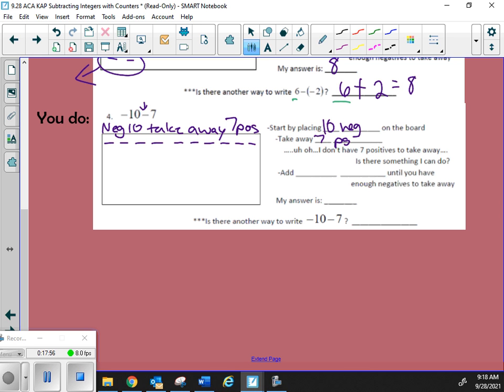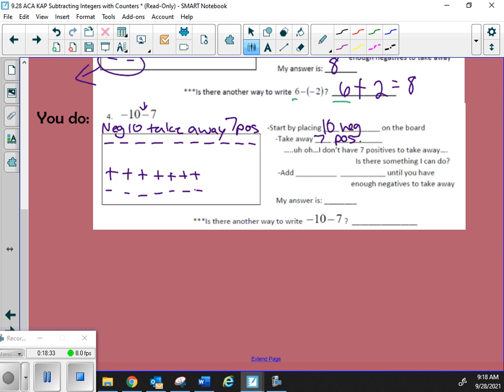But uh-oh, what happened? I don't have any. Oh no. Okay, so I need to do what to fix that? I need to add zero pairs. Okay, if I just add that, is that a zero pair? No. Okay, I need to add both of them. Abe, do you know how many zero pairs I need to add to the board? I need to add 7. 1, 2, 3. I can do this quickly and count out. 1, 2, 3, 4, 5, 6, 7.